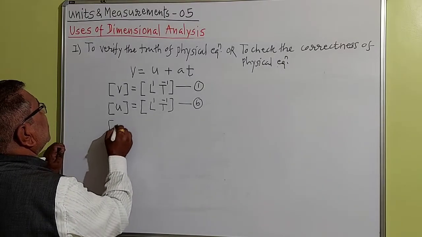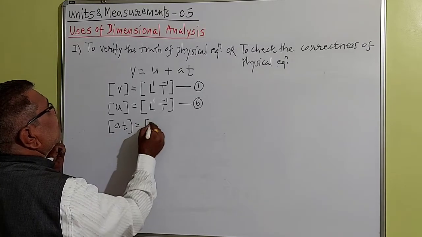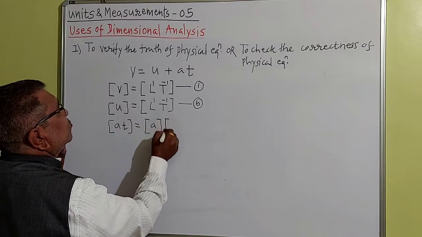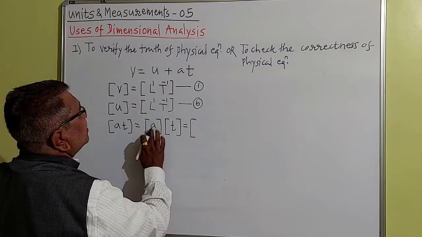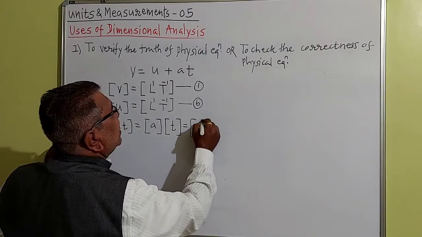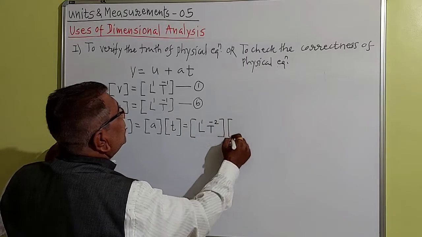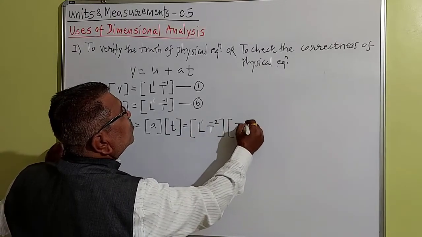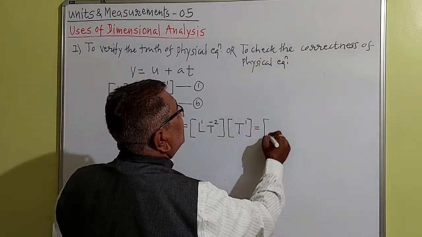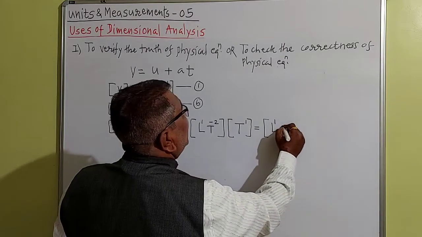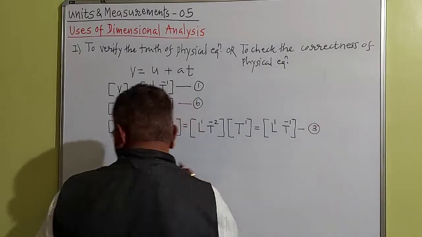Then what is the dimension of AT? What is A? A is acceleration. So the dimension of A into the dimension of T. What is the dimension of acceleration? That you know, L^1 T^-2. What is the dimension of time? That we know, T^1. Combining these two, we'll get the dimension L^1 T^-1. This is equation 3.